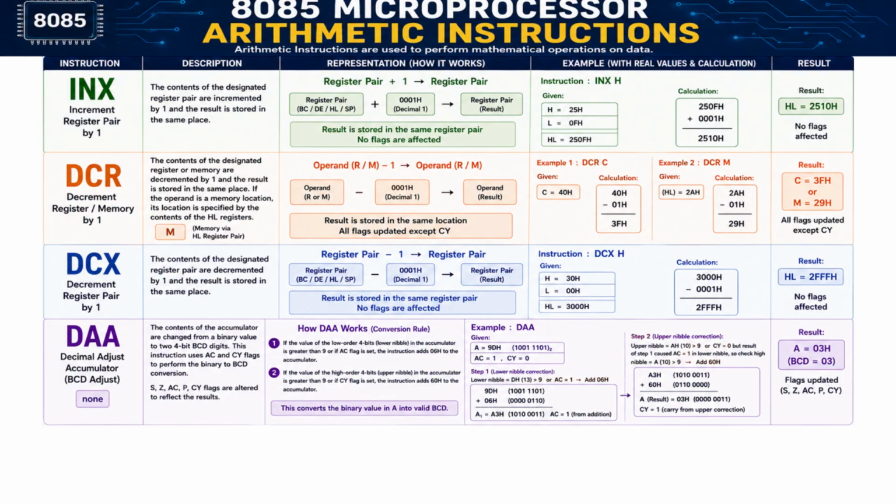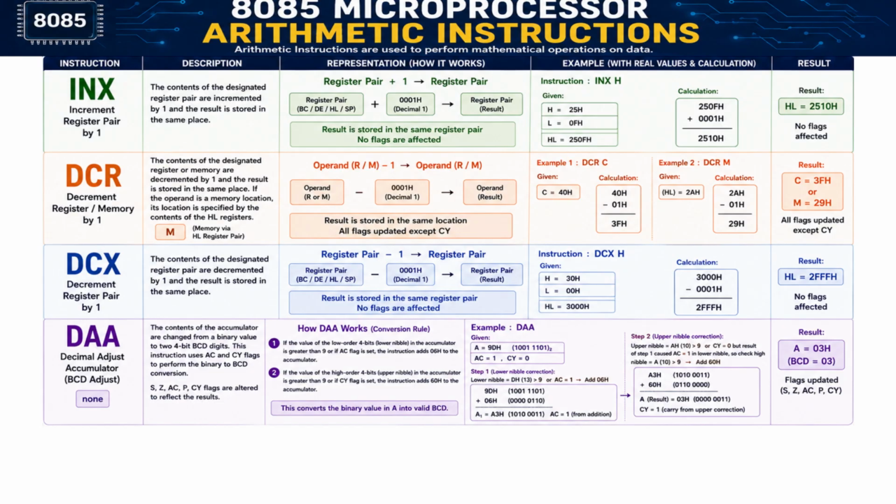Now we add 60H. A3 plus 60H is 103H. Since this is an 8-bit accumulator and only the lower 8 bits are stored, the accumulator finally contains 03H and the carry flag becomes 1. Therefore, the final BCD result is 03 with the carry equal to 1. Unlike INX and DCX, DAA also updates all the status flags.